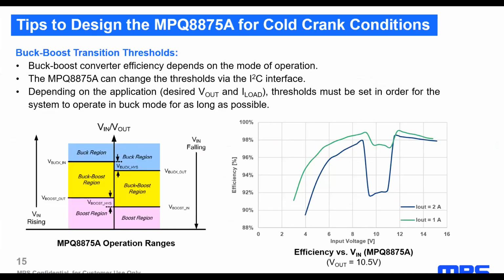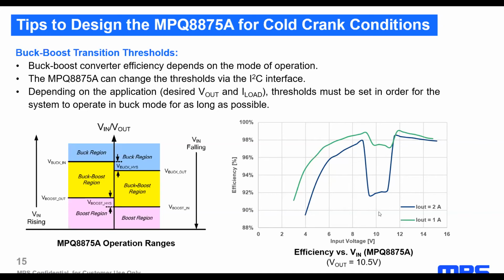Last but not least, it's important also to take into account the efficiency of the system, depending on the input voltage. As it can be seen in this plot, the efficiency changes notably depending on the converter operation mode. During buck-boost mode, the efficiency decreases. Then, depending on the application, it's needed to change the buck-boost thresholds to work as much as possible in the buck mode, where the efficiency is over 98%. This means reducing the range where the IC works in buck-boost mode.